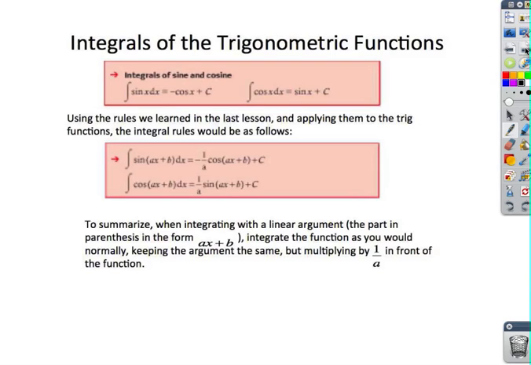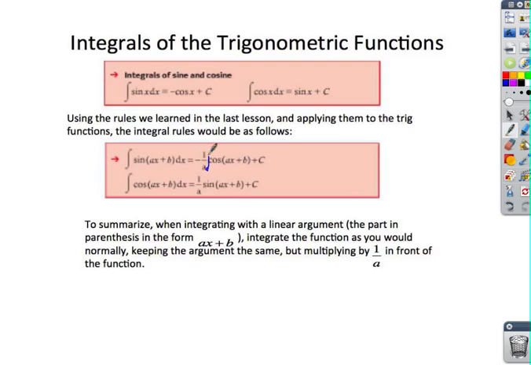So the integral of sine x is negative cos x. That's the only tricky one to remember. And the integral of cos x is sine x. And then what we'll do is we'll combine that with the rules for dealing with the linear argument that we learned last lesson. Now the integral of sine is still negative cos, you'll notice. Notice how the argument stays the same, but we have to divide or multiply by the 1 over the coefficient of x.